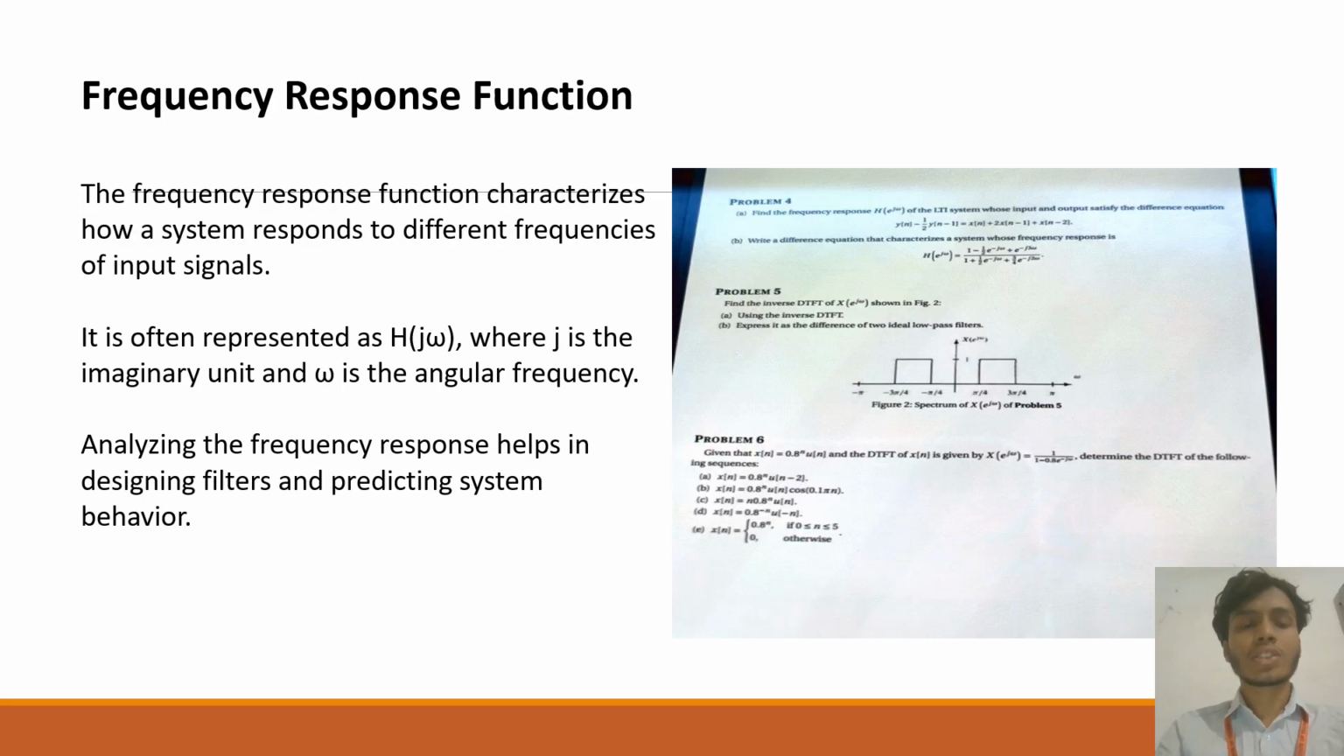Frequency response function. The frequency response function characterizes how a system responds to different frequencies of the input signals. It is often represented as H(jω), where j is the imaginary unit and ω is angular frequency. Analyzing the frequency response helps in designing filters and predicting system behavior.